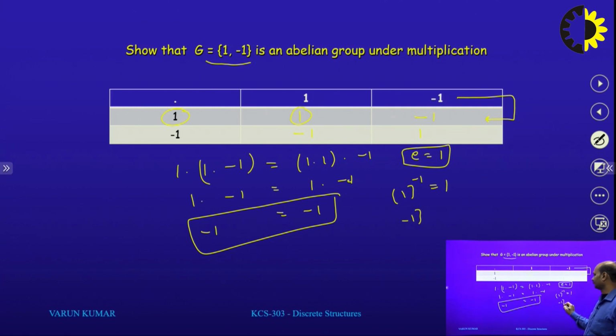And what about the -1 inverse? That -1 inverse is -1. So the inverse element is also available in the group. So we can say that this particular set is a group.